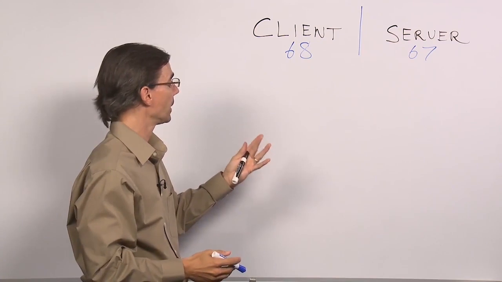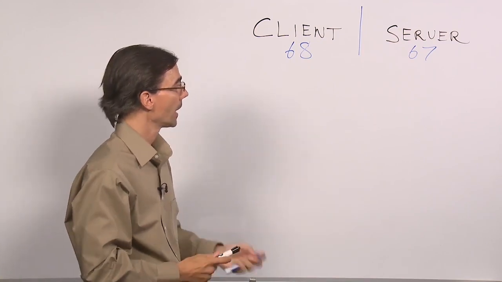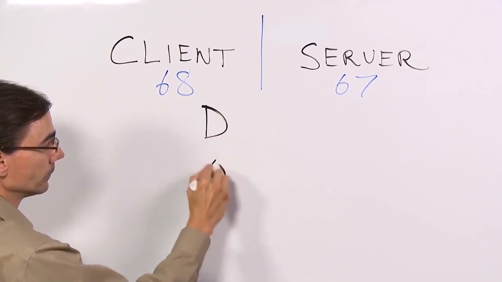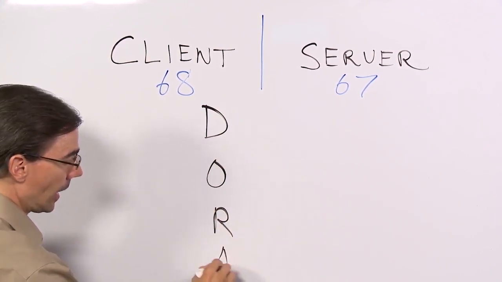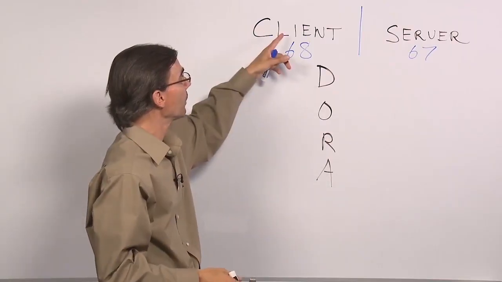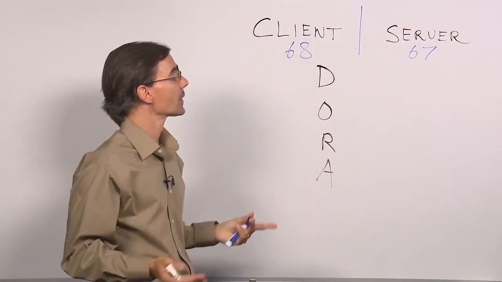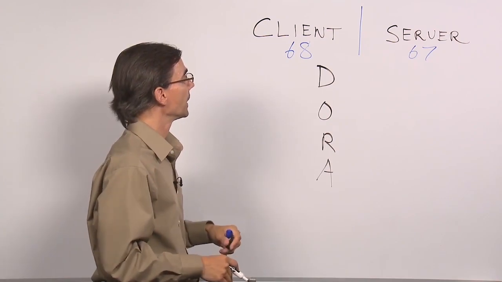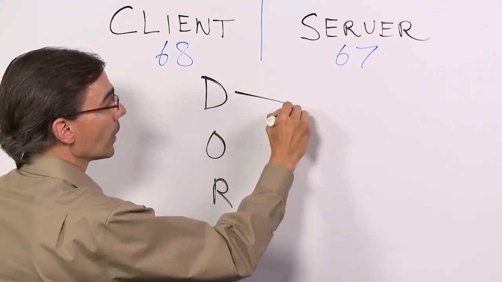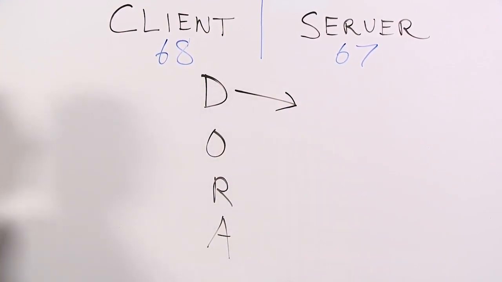When it comes to DHCP, there's a 4-step process, and we call this DORA. And that's an acronym. It stands for 4 items. When the client wants an IP address, it broadcasts out to the network, and it does what's known as discovery. So it attempts to find the server.